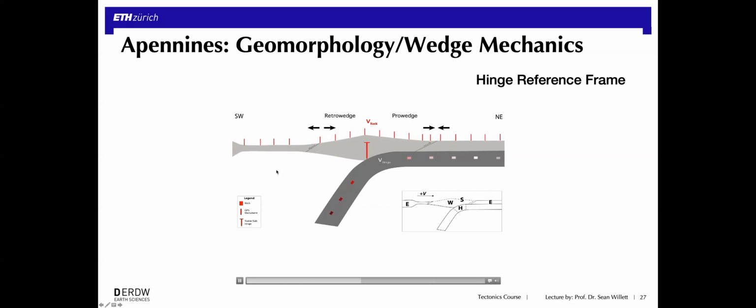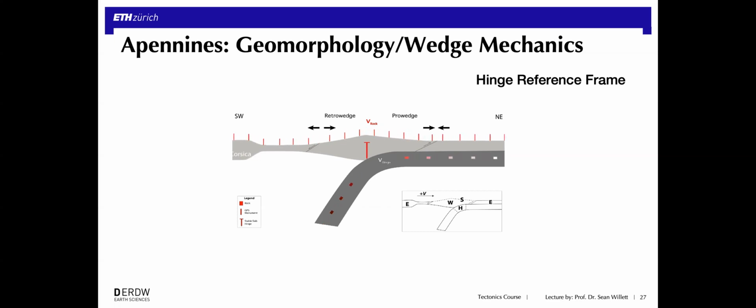So this is a very different picture from a Taiwan or an Alpine wedge where we really just see thickening and formation of the wedge, loss of mass by erosion. Here we're losing that mass also by extension.